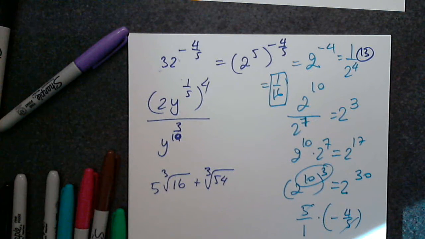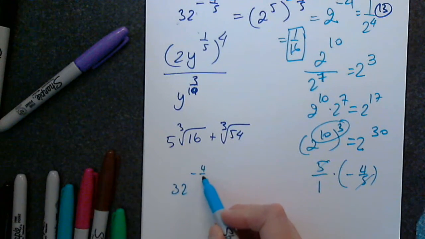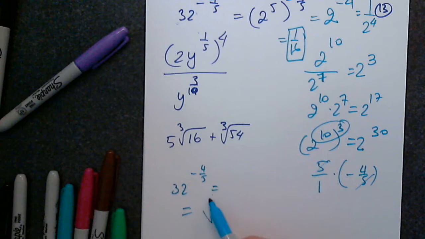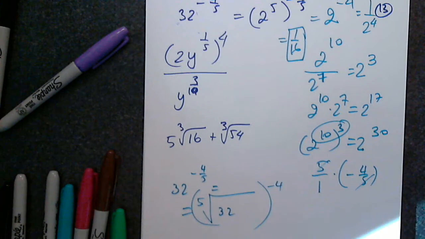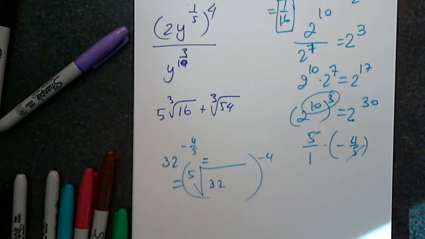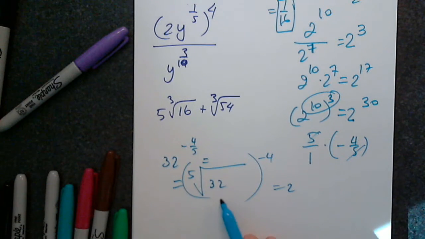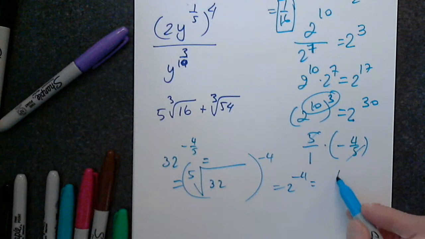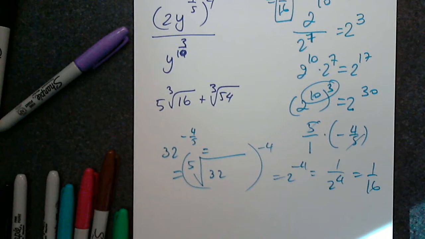This is, I think, the easier way, changing the 32. Another way would be to plug in. So if you have 32 raised to negative 4/5, you can rewrite it as the 5th root of 32 and everything raised to negative 4. That's another option. You will determine that 2 is the answer, the 5th root of 32, and then you raise to negative 4 and you get the same thing, still 1 over 16. Whichever is easier for you.